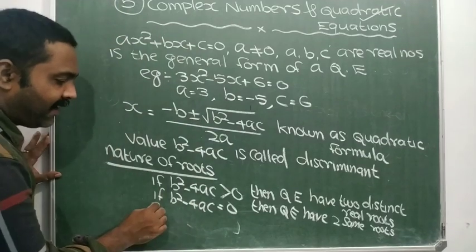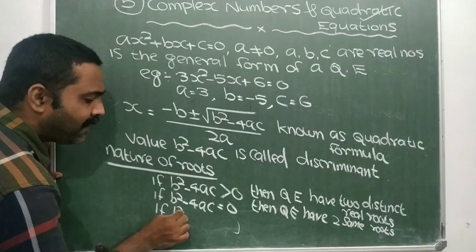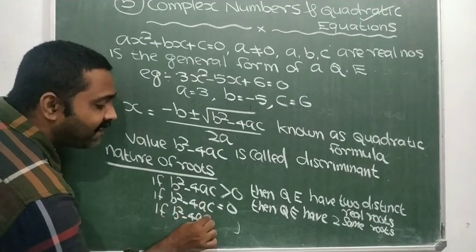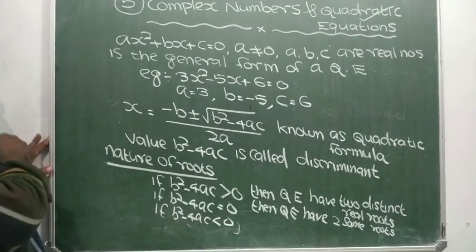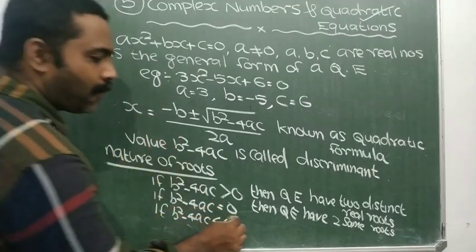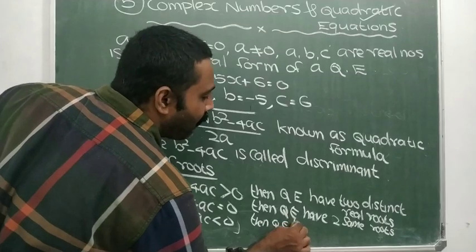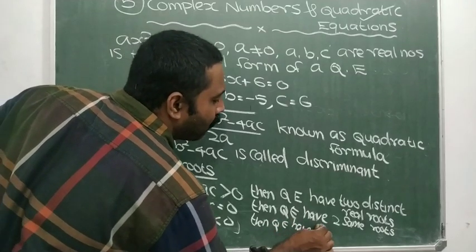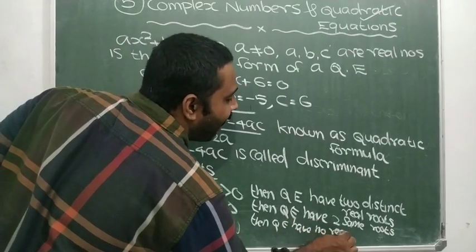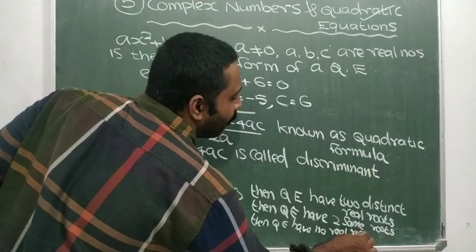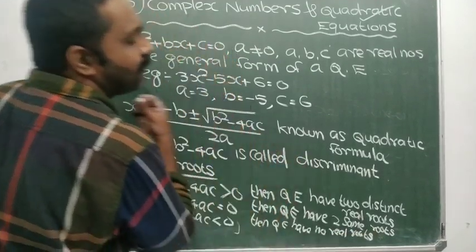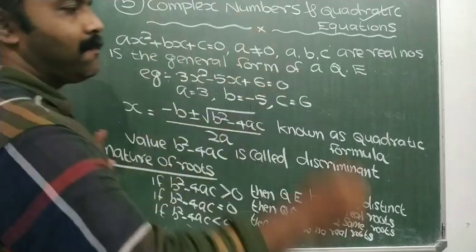Third condition, if b square minus 4ac less than 0, that is the value of the discriminant less than 0, then the quadratic equation has no real roots. That means there are no roots.